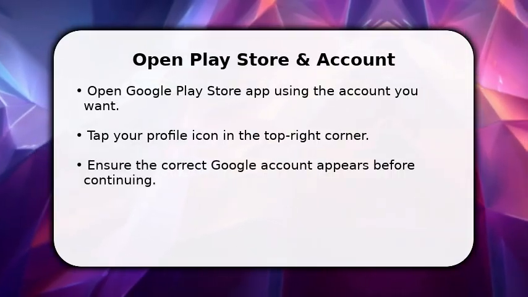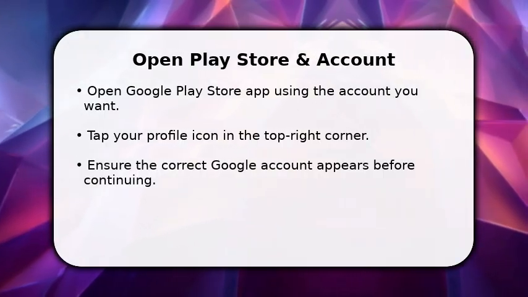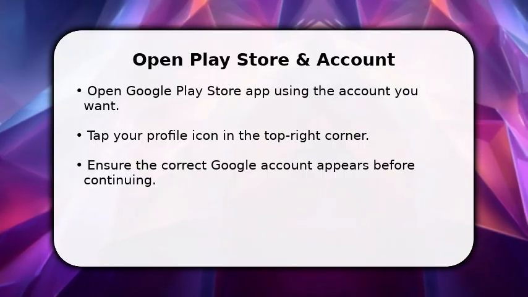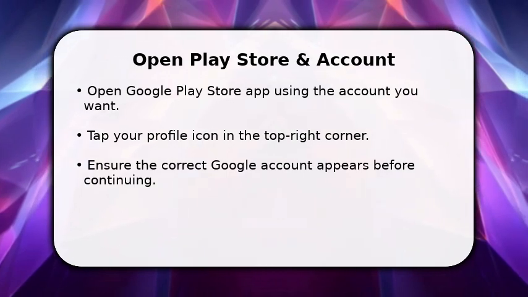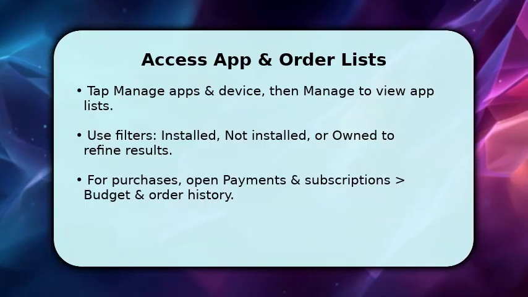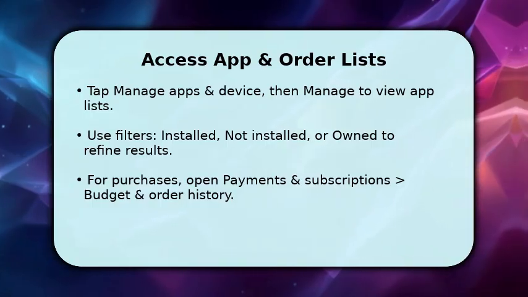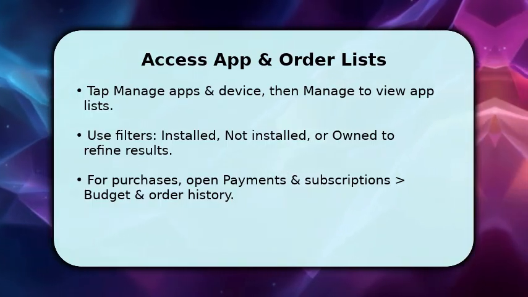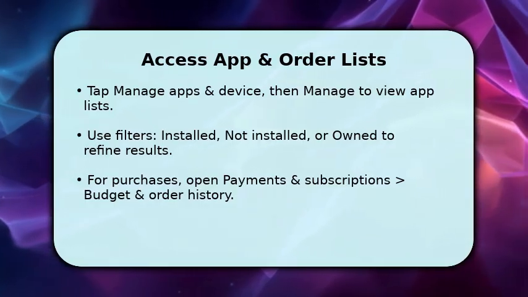This step matters because Play separates installed and purchase records by account. Do this first, so the following menu choices reveal the correct app history and order information for that account. Next, open Manage Apps and Device and choose Manage to see every app associated with your account. Once there, apply filters like Installed or Not Installed to focus the view. Make sure to switch to Owned or All to reveal apps you removed earlier.